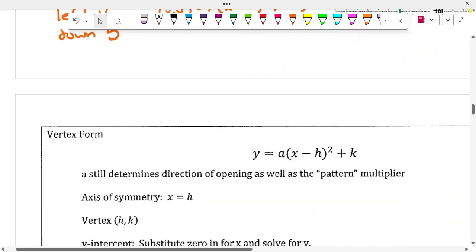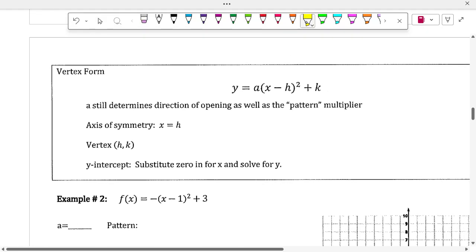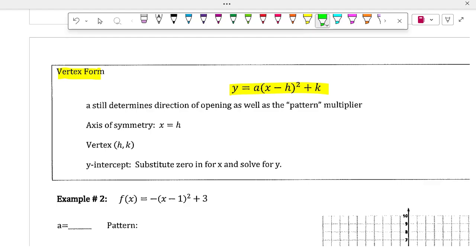So that's what we're kind of going into next. So vertex form. It's very easy. It's always y equals a times x minus h squared plus k. Where the a value still determines the direction of opening and the pattern multiplier. So in other words, let's say the a value was 2. That means if you ran x units from the vertex, you would rise 2x squared, which you'll see one like that in a minute. The axis of symmetry will be x equals h. The vertex would be h, k.